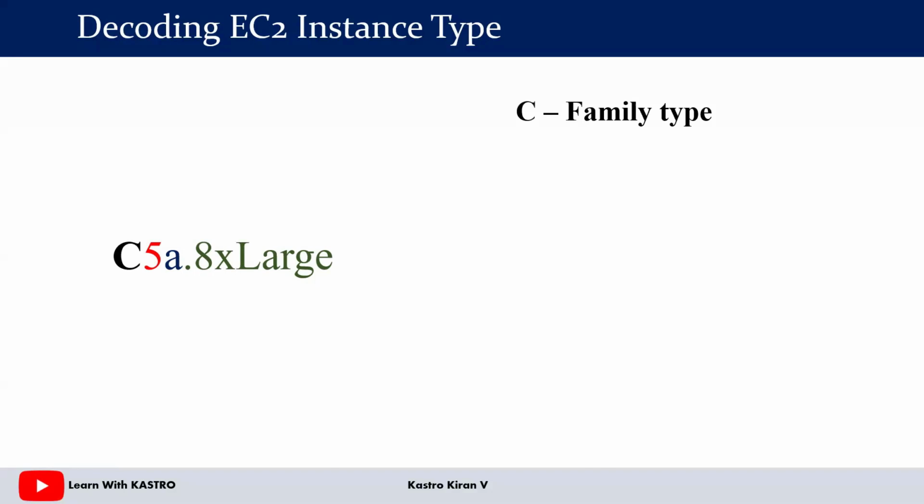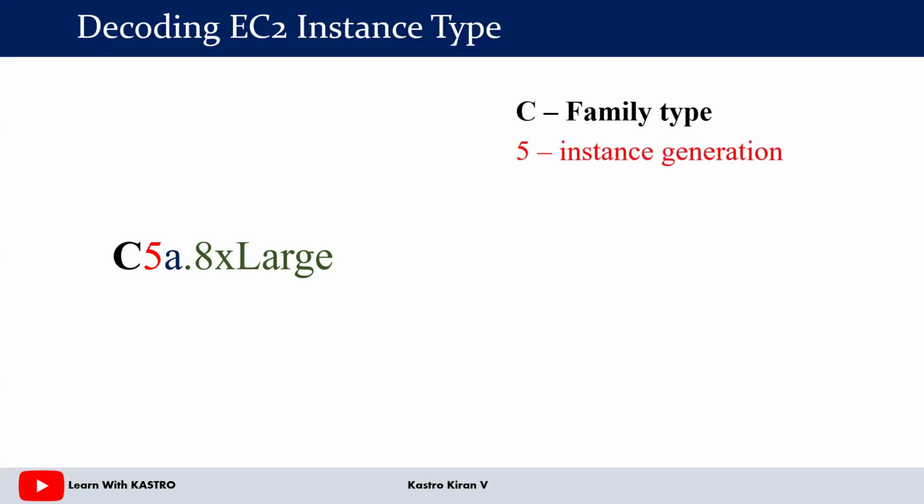The first one is C. C is basically the family type. What does C represent? Compute optimized instances. So C is representing the family type. The first character that you see belongs to the family. Which family type does the instance belong to? So C belongs to compute optimized. C belongs to the compute optimized family of instances.